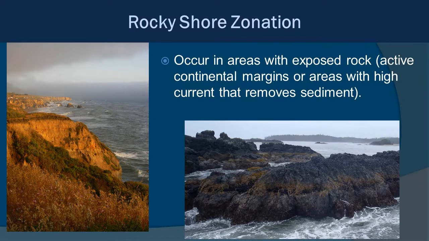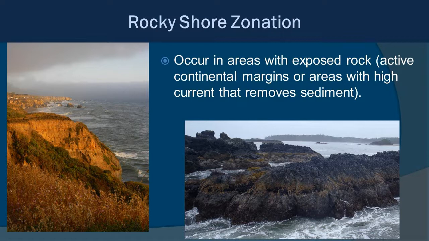So like I said, we're going to spend a little bit more time talking about the rocky intertidal zone as more of a classic example study. And these areas are going to occur where you have a lot of exposed rock. This tends to be active continental margins like the Pacific Northwest, or areas with high current that removes a lot of sediment, so you have bare rock exposed.